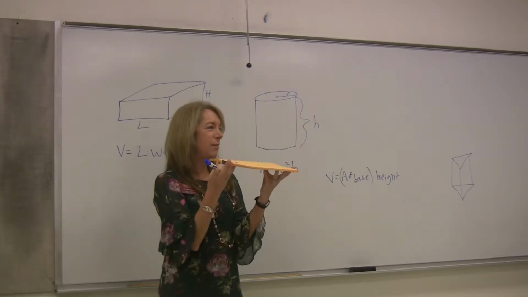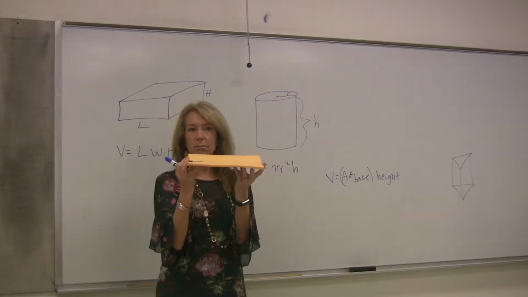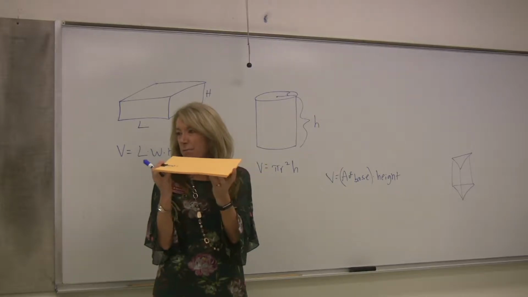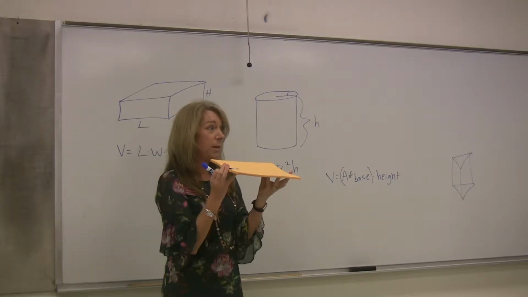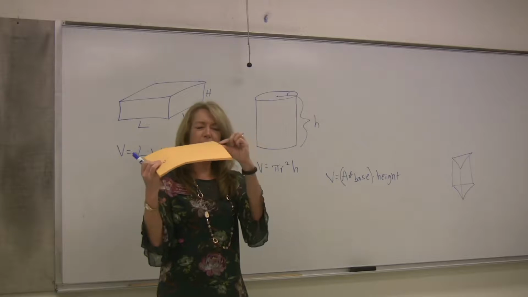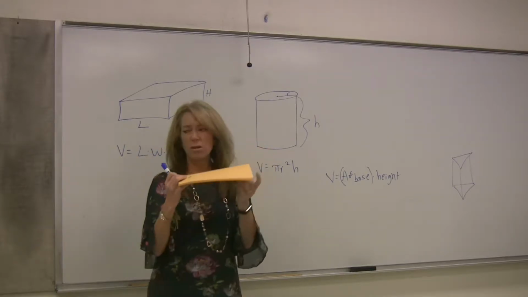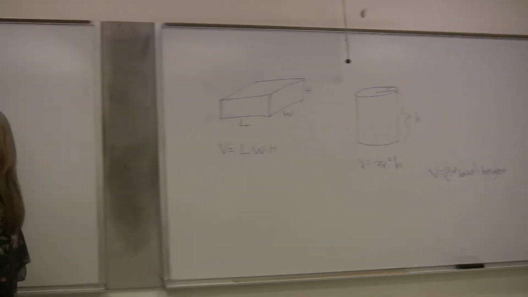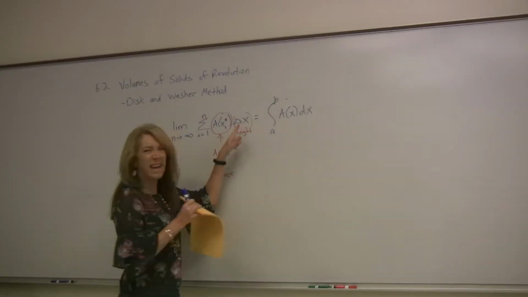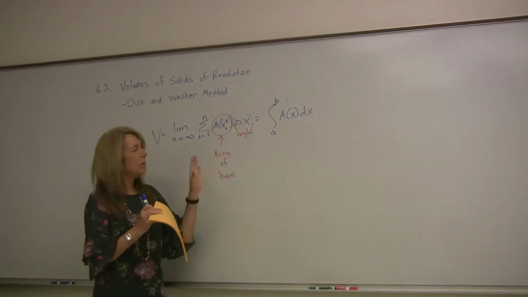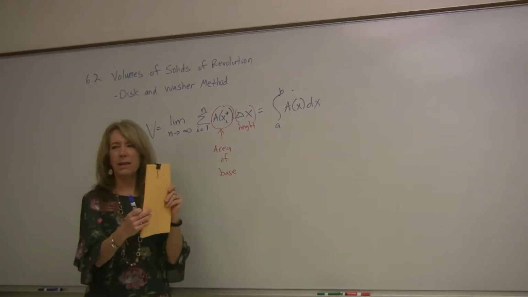What's the area of the base? Length times width, so probably 8.5 times 11, right? Probably. And then the height is however thick this is. Maybe it's half an inch. So this is the area of the base they're talking about, and the height would be maybe half an inch. The difference is they're kind of looking at it sideways.